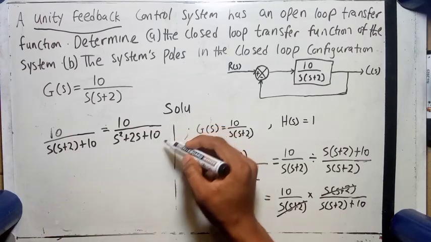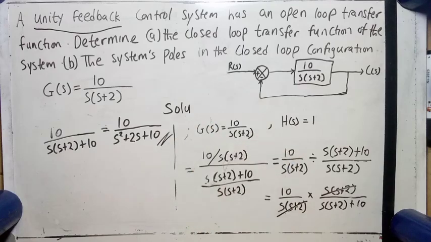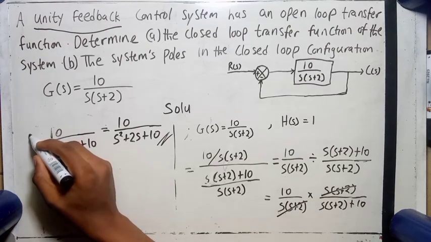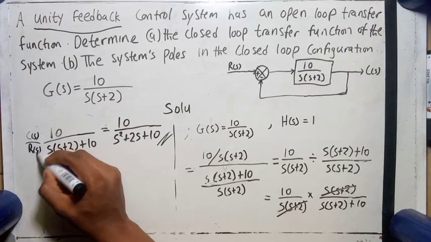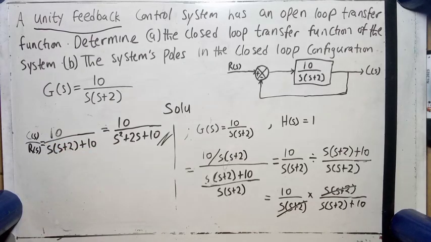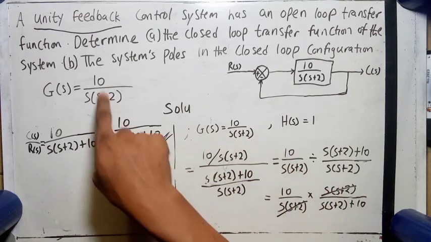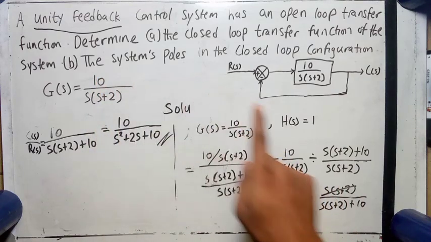So this is the closed loop transfer function. This is the closed loop transfer function. So we have just answered A. This is the ratio of C of S to R of S. We have gotten that. Now the next thing they're demanding from us is to get the system's pole.